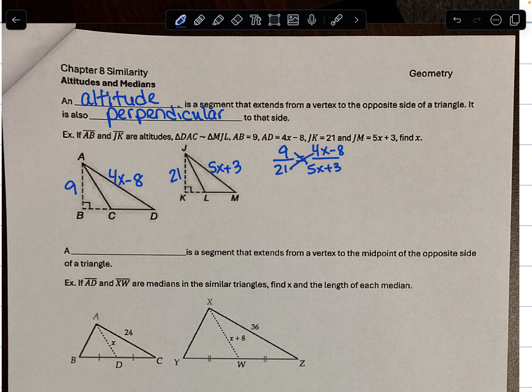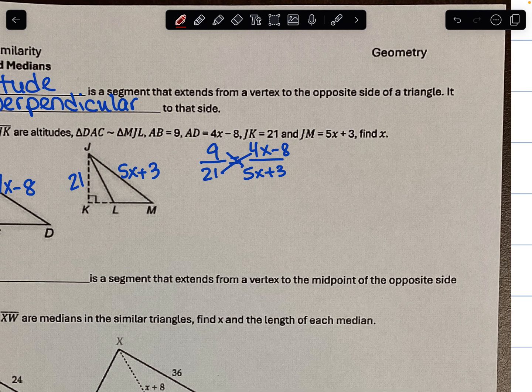Now, when I cross multiply these, what do I need to be sure to use when I write this out? Parentheses, okay? A lot of us have a habit of just trying to multiply without, and we forget that we have to multiply both parts, okay? So, 9 times 5x plus 3 is equal to what? 45x plus 27.